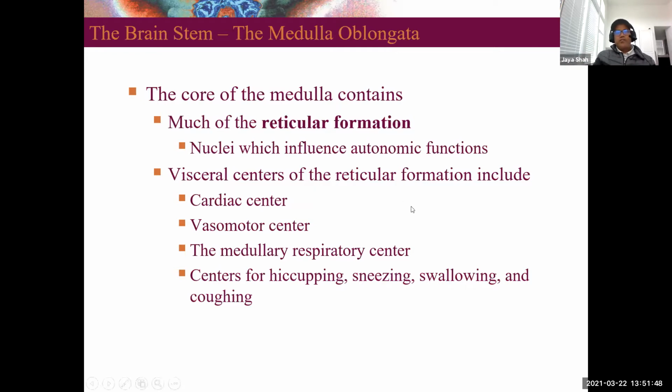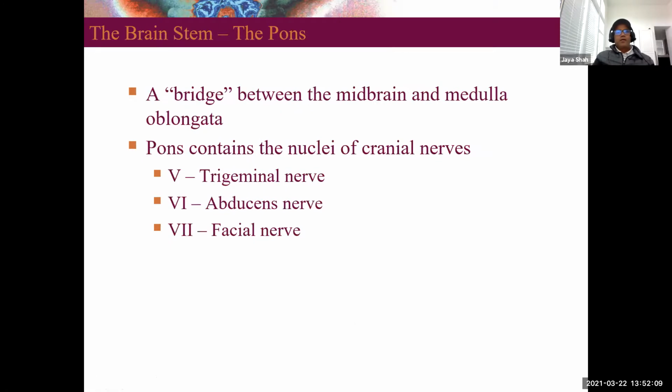So the visceral centers of the reticular formation, which is in the brain stem, are the cardiac center, vasomotor center, and medullary respiratory center, which are in the medulla oblongata as well as the pons. Other centers like hiccup, sneezing, swallowing, and coughing, these all are there. So from the mid pons contents, these are the nuclei. We went over all these nerves.